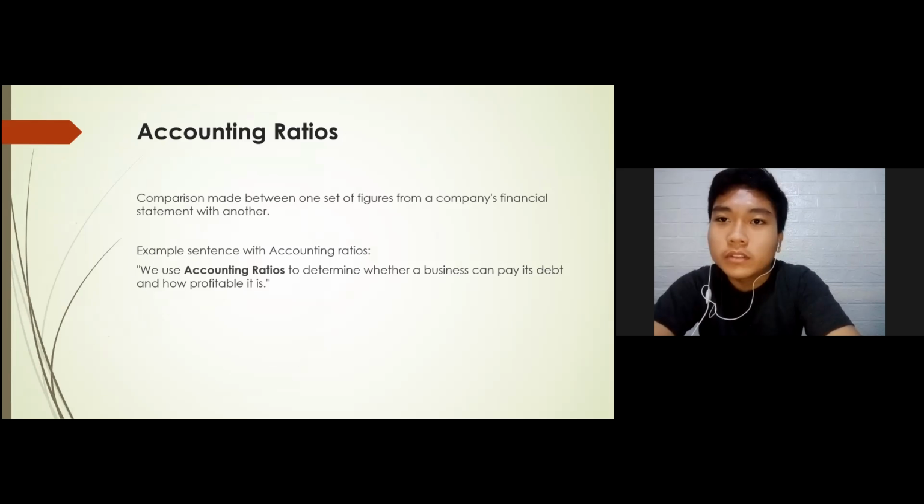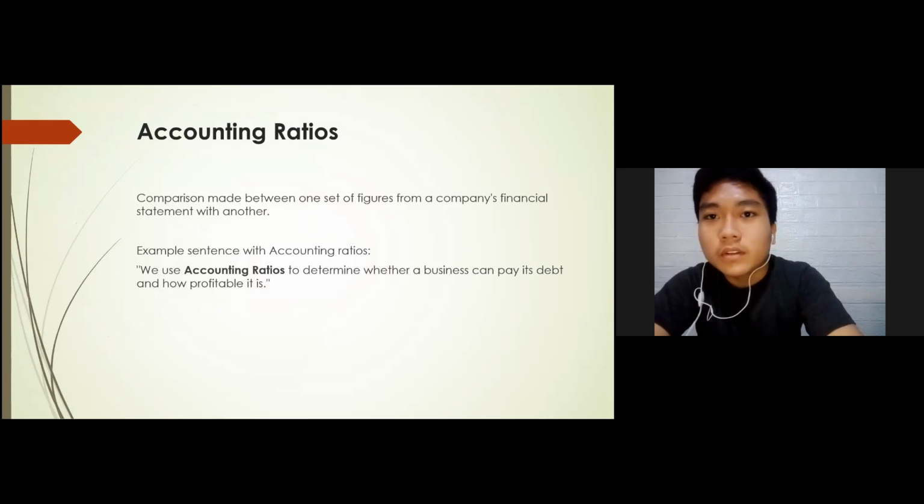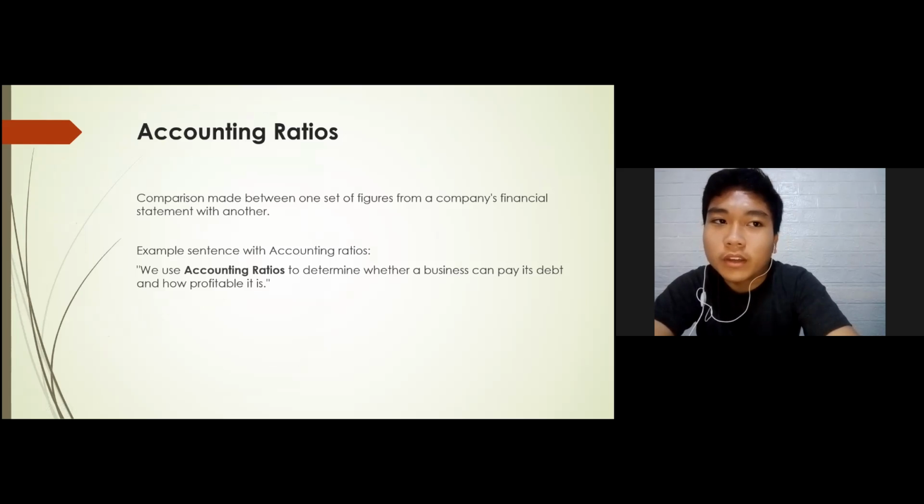What is accounting ratio? It's a comparison made between one set of figures from a company's financial statement with another. Or we can apply it into a sentence so we can understand it. We use accounting ratios to determine whether a business can pay its debt and how profitable it is.